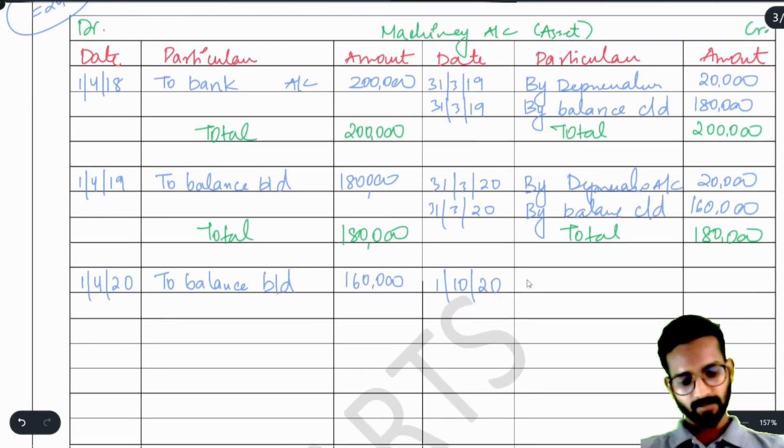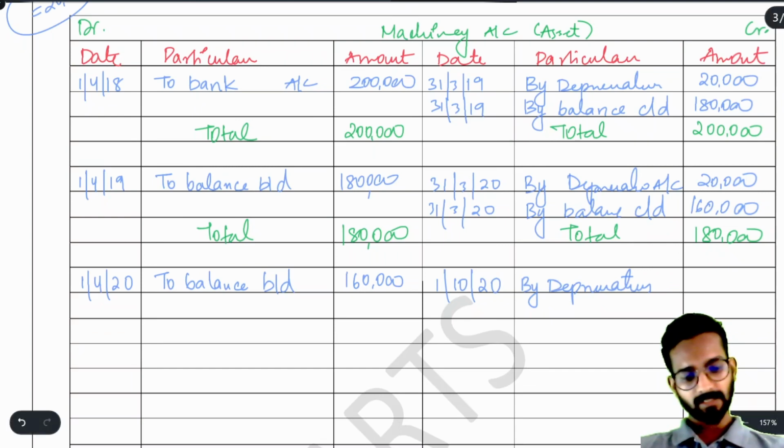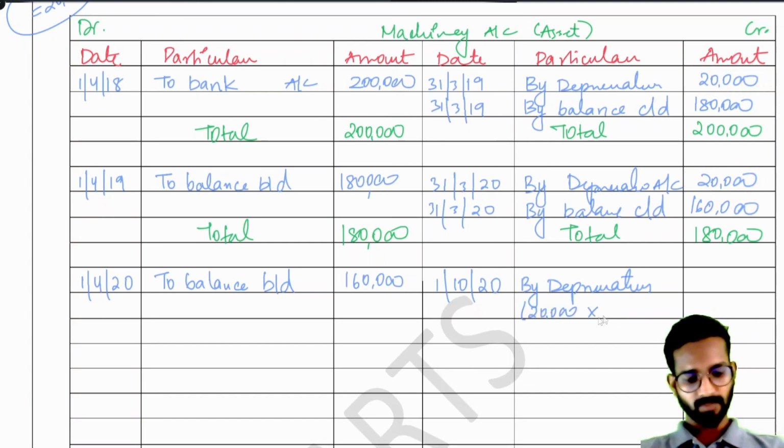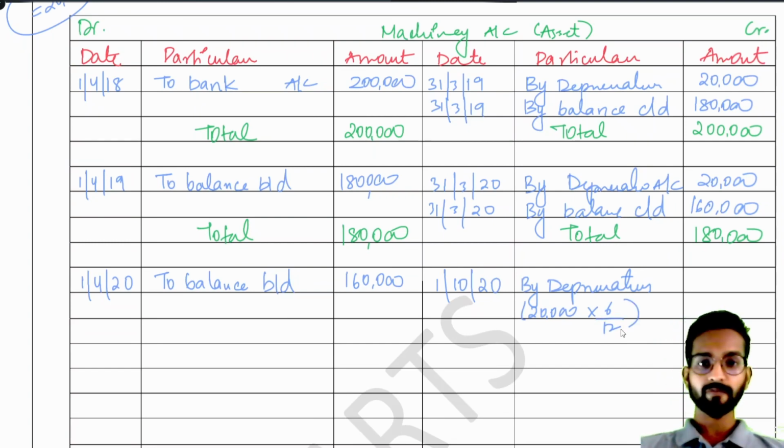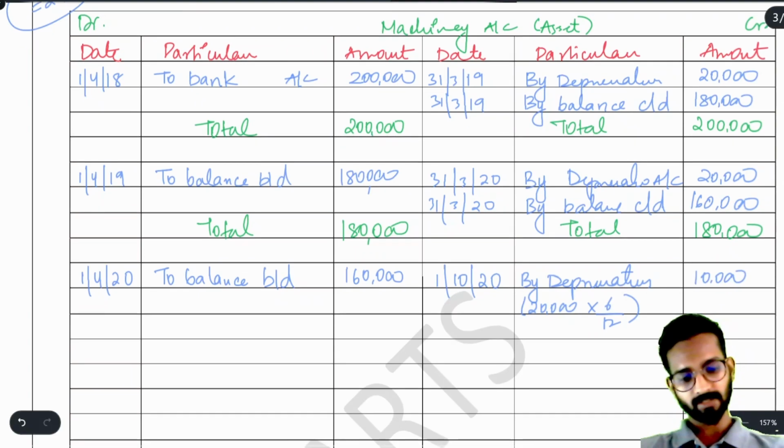So you will write here by depreciation for 6 months. So now see, the depreciation for one particular year is 20,000. So if I want to know only depreciation for 6 months, 20,000 multiply 6 by 12. Which are these 6 months? These 6 months are those for which we have used the machinery. So they are April, May, June, July, August, September. Okay. Now 6 months, it means it will be 10,000 rupees. Simple.